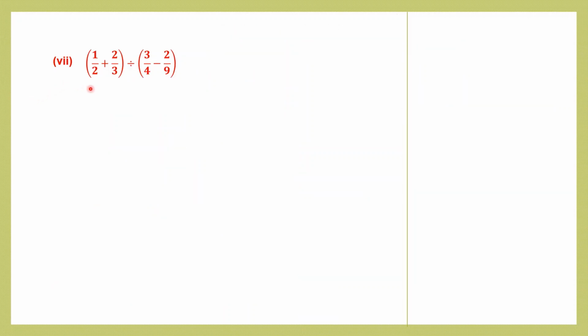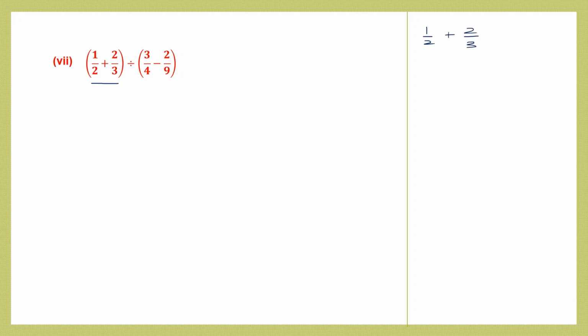Question 7. Now here we have parenthesis, division and parenthesis again, and according to BODMAS, brackets have to be done first. So we are going to remove these brackets beginning with the first set of brackets here. So that means we are going to work out what's given here. That is 1 by 2 plus 2 by 3.